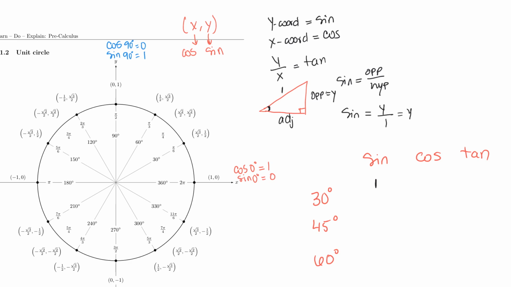We have 1, 2, and 3. And for cosine, we start, but in the opposite direction. We start 1, 2, and 3. For these two, the next step will be to square root everything and divide it by 2. So we have the square root divided by 2, the square root divided by 2, and the square root divided by 2. Same for the cosine.